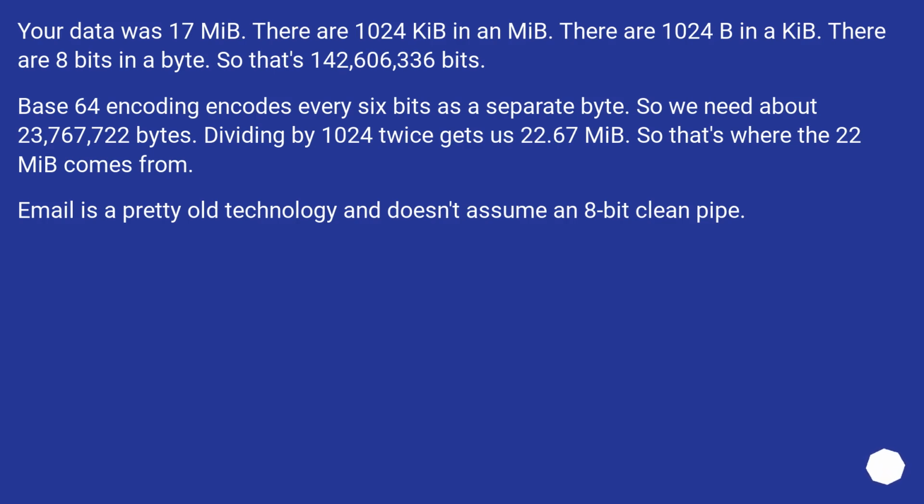So we need about 23,767,722 bytes. Dividing by 1024 twice gets us 22.67 MB. So that's where the 22 MB comes from. Email is a pretty old technology and doesn't assume an 8-bit clean pipe.